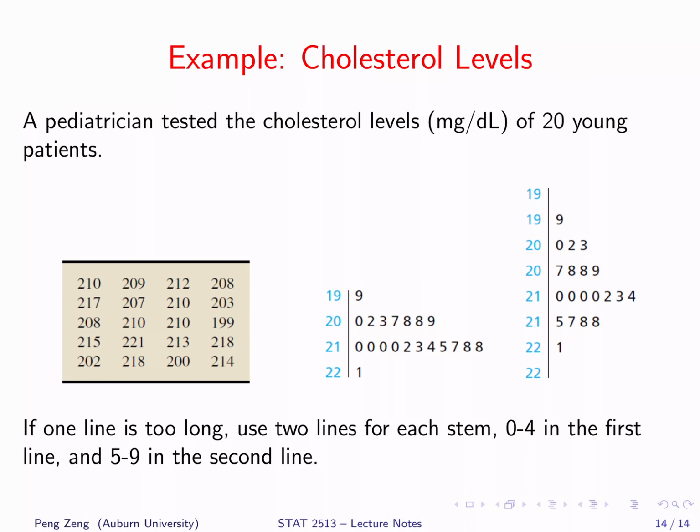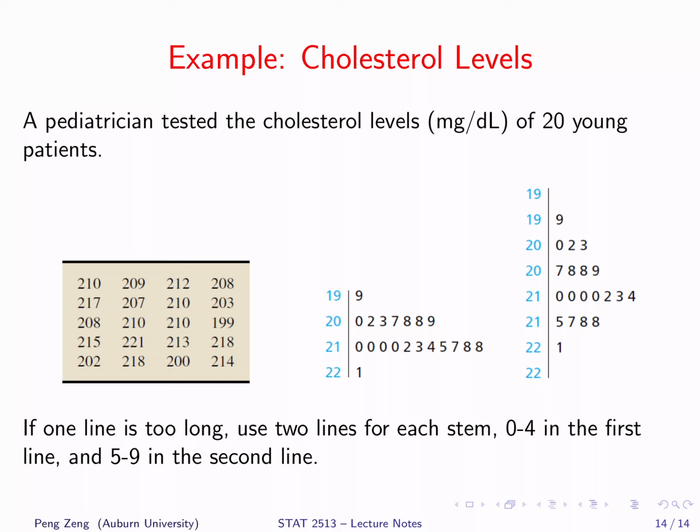This is another example of stem and leaf diagrams. A pediatrician tested the cholesterol levels of 20 young patients. Look at the values. Each value has 3 digits. We may use the first 2 digits as stems and the last digit as leaves. So there are 4 possible stems, namely 19, 20, 21, and 22.